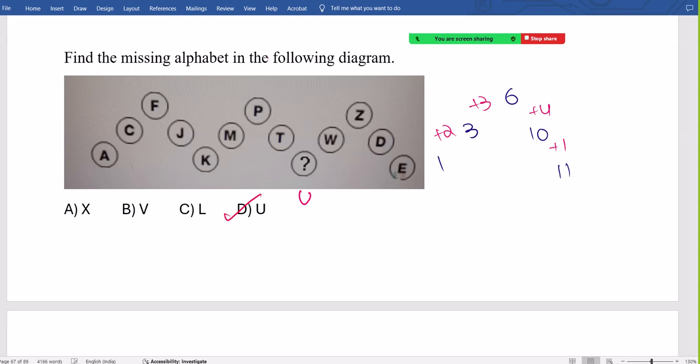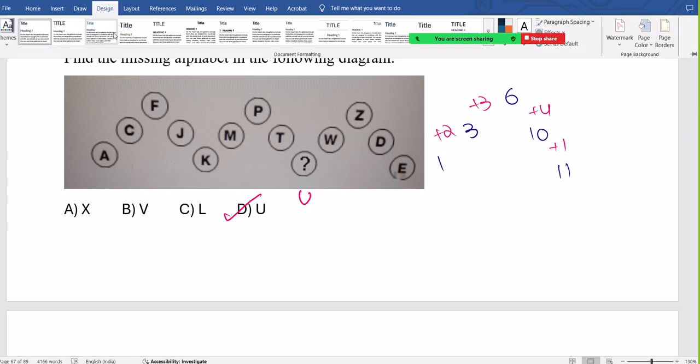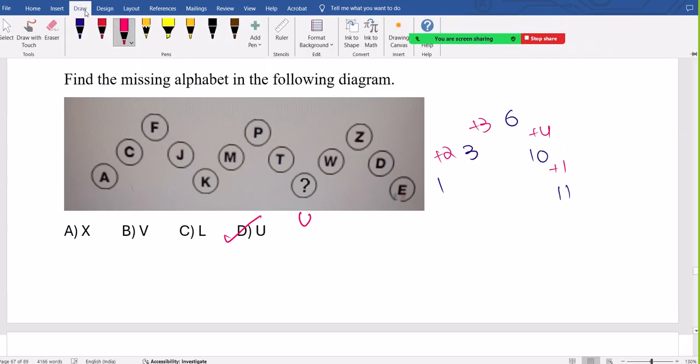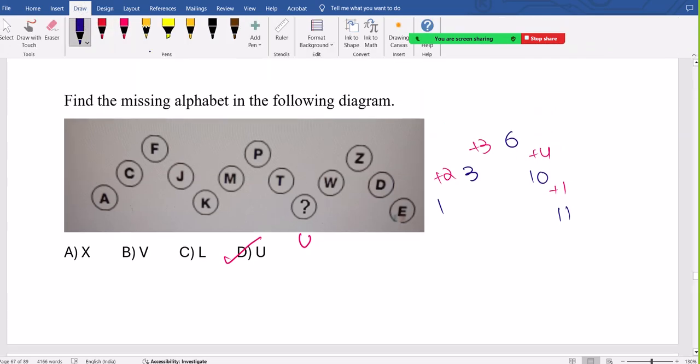So U is correct. You can observe 11. Next numbers are 13, then 16, then 20, then it should be 21. In that flow, if you just keep going, plus 2, plus 3, plus 4, again plus 1, you can identify 21. U is the answer.